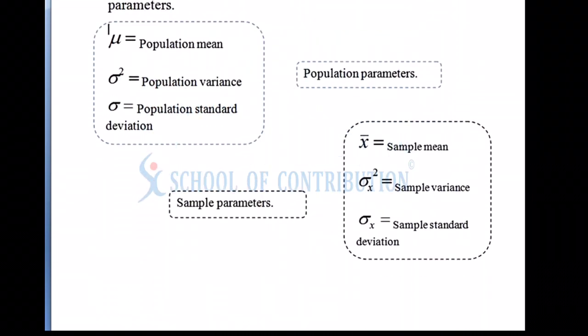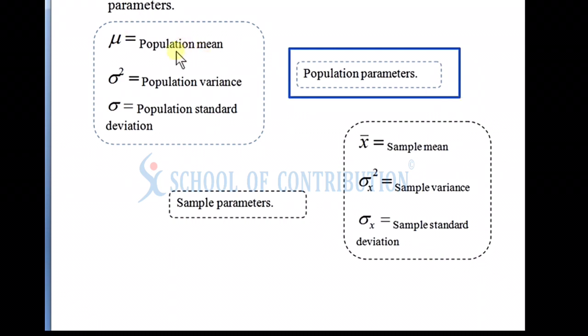So let us know what those parameters are. First, to discuss population parameters. These are the three different population parameters. The first one is population mean, referred to by mu, second one is population variance, referred to by sigma square, third one is population standard deviation, referred to by sigma. And these are the three population parameters.